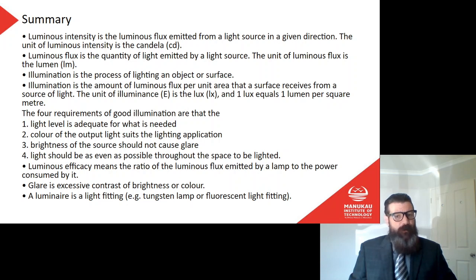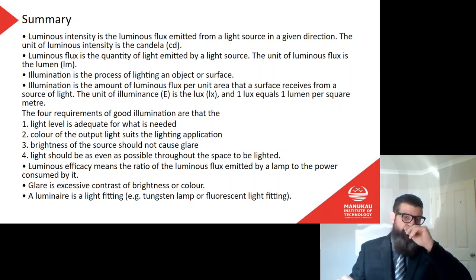Illumination is the process of lighting an object or surface. Illumination is the amount of luminous flux per unit area that a surface receives from a source of light. The unit of illuminance, E, is the lux, and 1 lux equals 1 lumen per square meter. So that's how much light is falling on a surface over a given area.